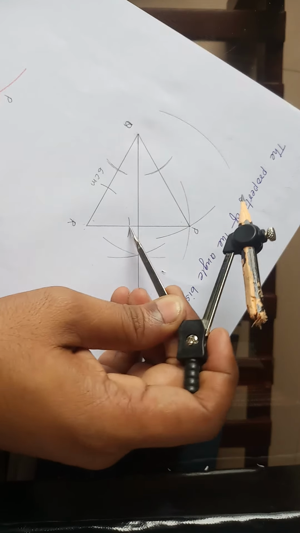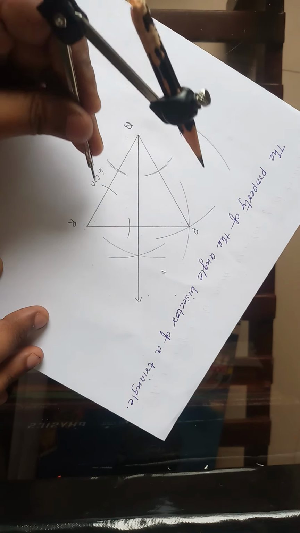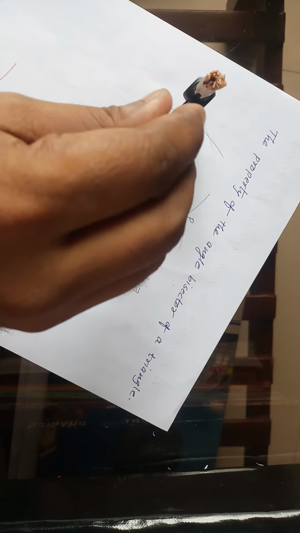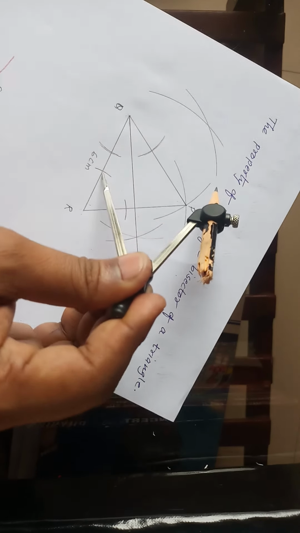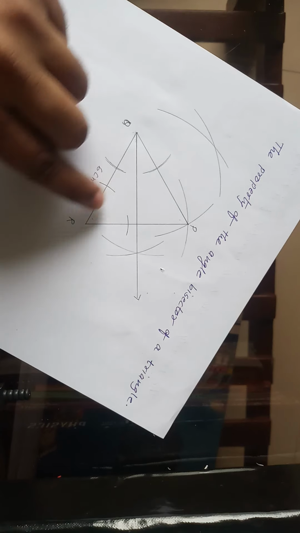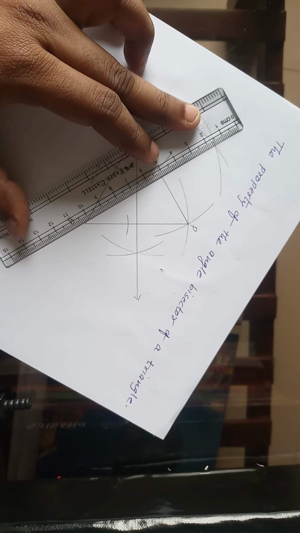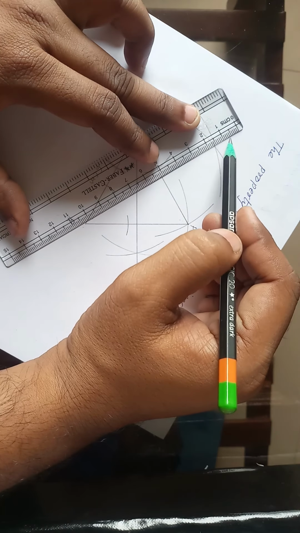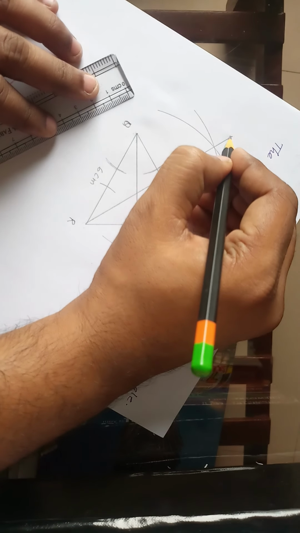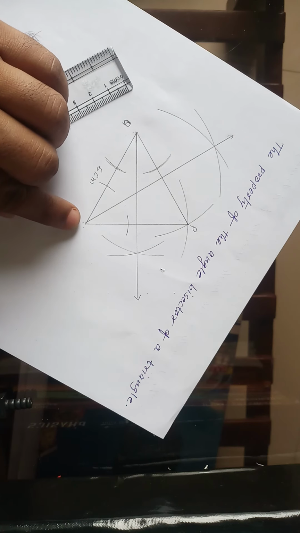One arc from here, one arc from here, and one arc you draw from here, this way. And then connect point R and this point of intersection. This is how we will connect the point of intersection of arcs and the vertex of the angle. Now this is your bisector of angle R.